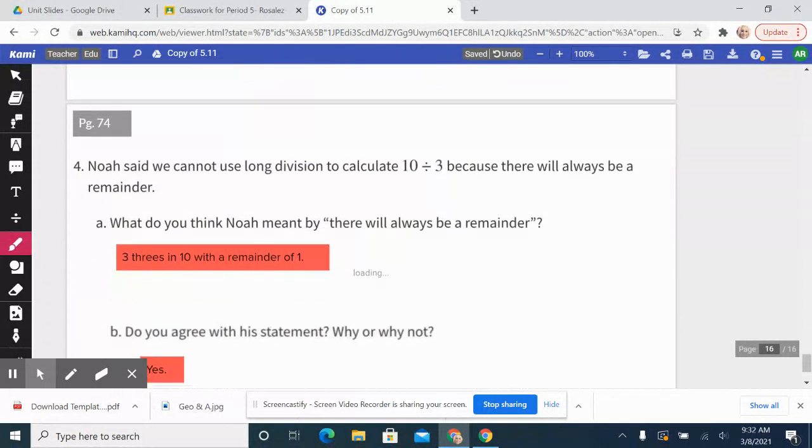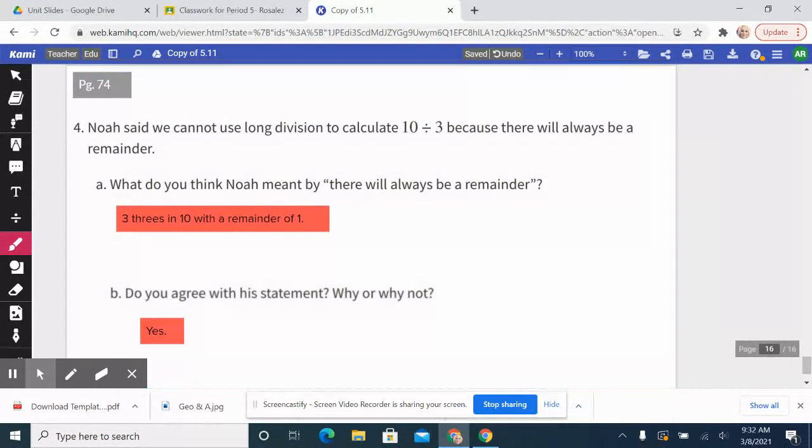Okay, so last little bit here. Noah said, we cannot use long division to calculate 10 divided by 3 because there will always be a remainder. What do you think he meant by there will always be a remainder? Well, here's what I wrote. I wrote for A, 3 3s in 10 with a remainder of 1. That's what he means. 3 goes into 10 3 times, but there's going to be something left over, which is that remainder 1. Do you agree with him? Your answer should be yes. So please copy that down. Please make sure that you copied all of the ones that I worked out for your notes, and enjoy the meet and turn in your notes.